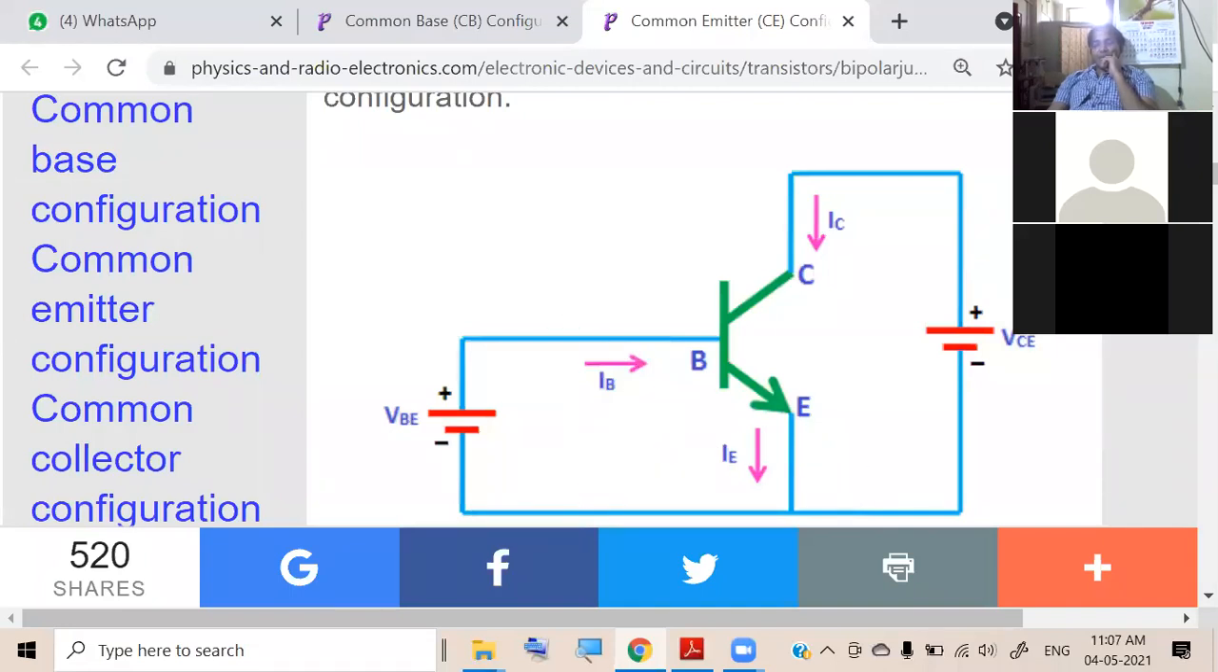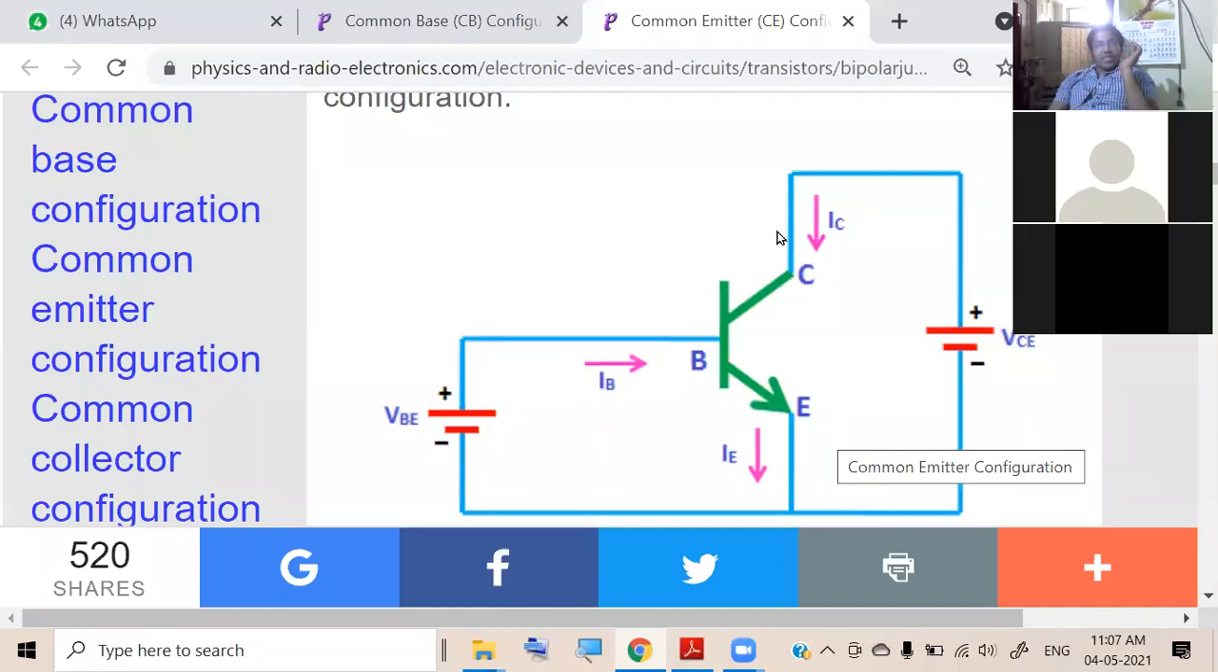C = epsilon A by d. The expression for capacitance is epsilon A by d, where d is the distance between the plates, isn't it? So capacitance is inversely proportional to the distance between the plates. We discussed that for this forward biased junction, the plates are closer.